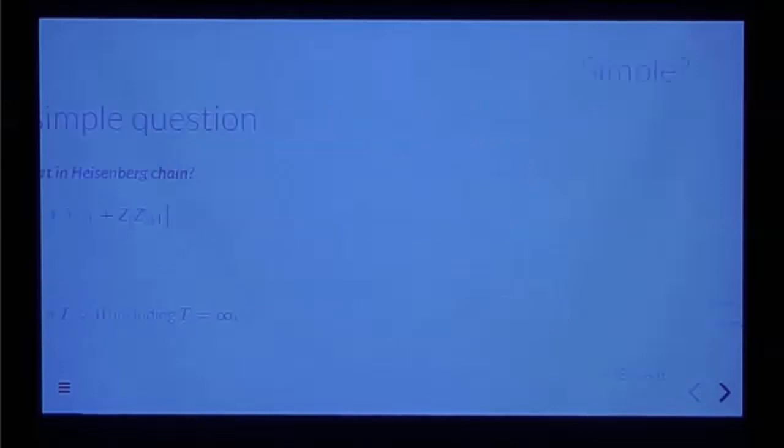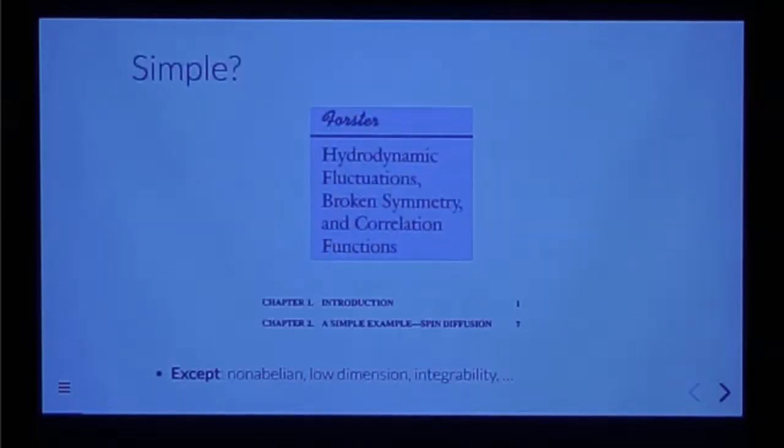And of course, these questions have a very long history. Those models are very old, and the corresponding questions are very old. Some of that history is summarized in this fantastic book by Forster from the end of the 70s, all about hydrodynamic fluctuations and correlation functions. After the introductory chapter, chapter 2 is a simple example, spin diffusion. So, for any students watching, anytime you see the word simple in a book, you can just ignore it because nothing's simple. We're still talking about it all these years later.